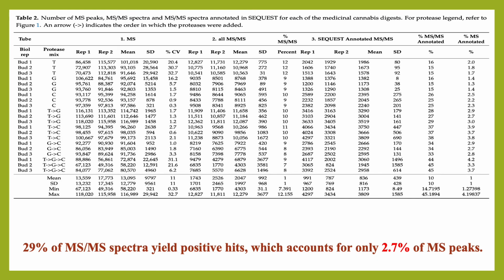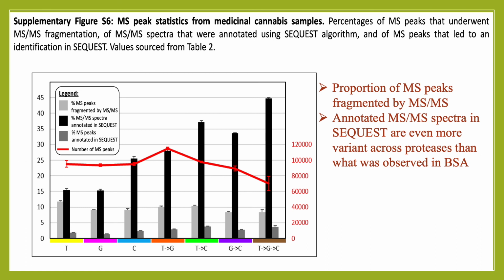Then, the MS data was searched against a Cannabis sativa database using the sequence program. From this table, we can see that on average 29% of the MS spectra give successful database matches, which accounts for 2.7% of all MS peaks. Then, the data is turned into a histogram similar to the one we saw in BSA.